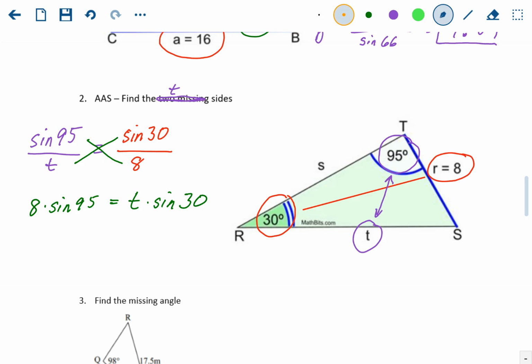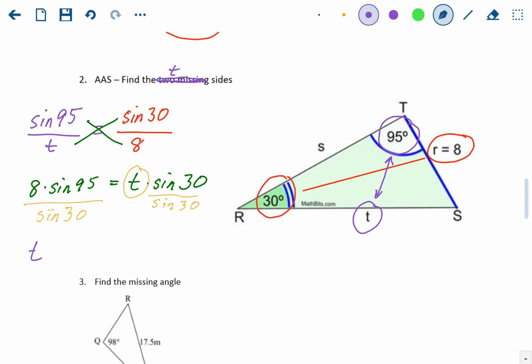And then same thing as in the last one. We're trying to get T by itself, so we're going to have to divide by sine of 30. Again, you could punch that all into the calculator all at once: 8 times the sine of 95 divided by the sine of 30. And that's going to give us what T is. So if you put that all in the calculator all at once, and again, we're expecting a number bigger than 8, side T is 15.9.